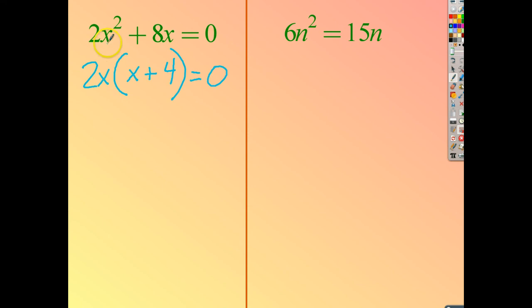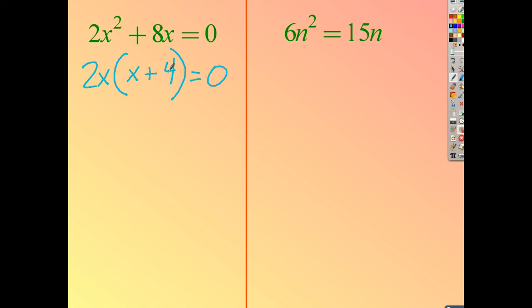Look, there's a common 2 and a common x in both of these. I'm pulling them out, finding basically the greatest common factor of these two terms. I pull it out and see what's left over. There's an x left over and a positive 4 left over. And you can check yourself: 2x times x is 2x squared, and 2x times 4 is going to be 8.